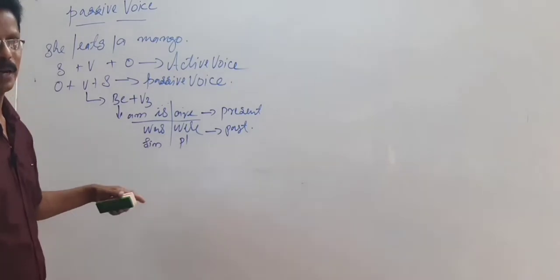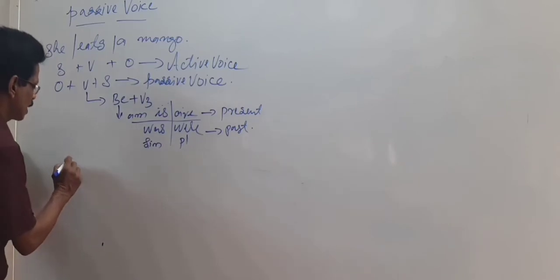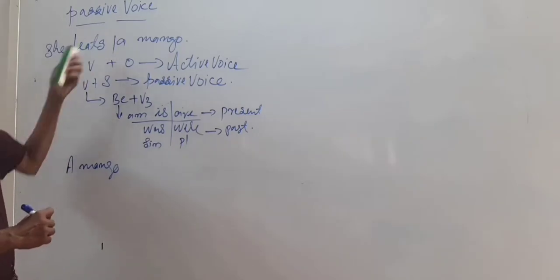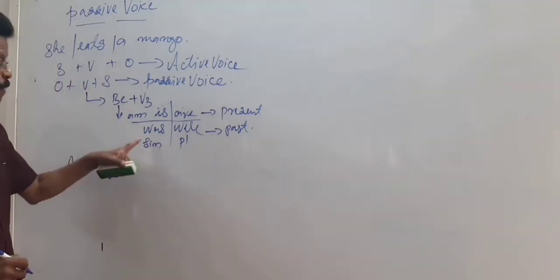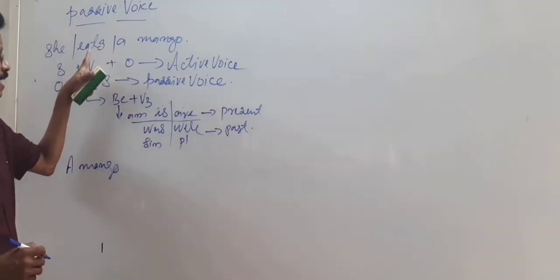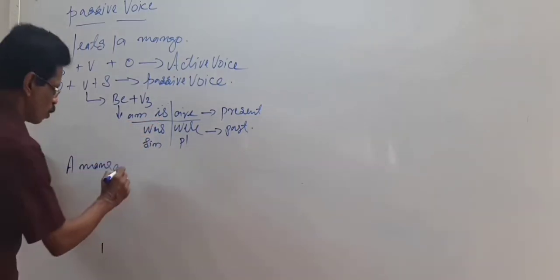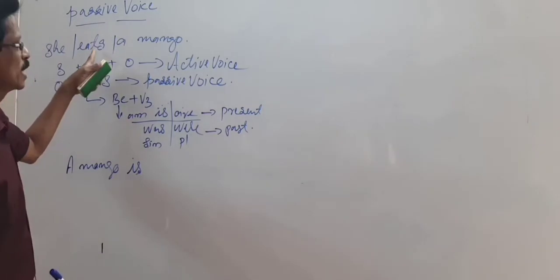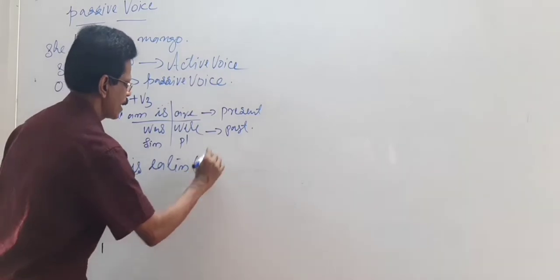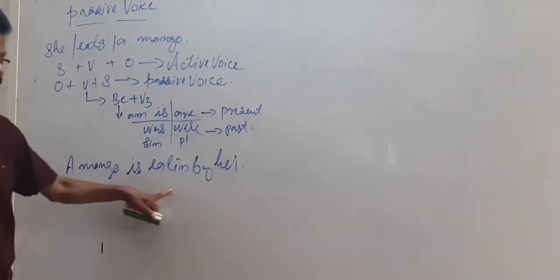So a mango, that is the object. Let us write that first. Object, a mango. Verb, eats, so be plus V3. Eats is present singular, so is should be the be form. A mango is, V3 of eat, eaten, by her.